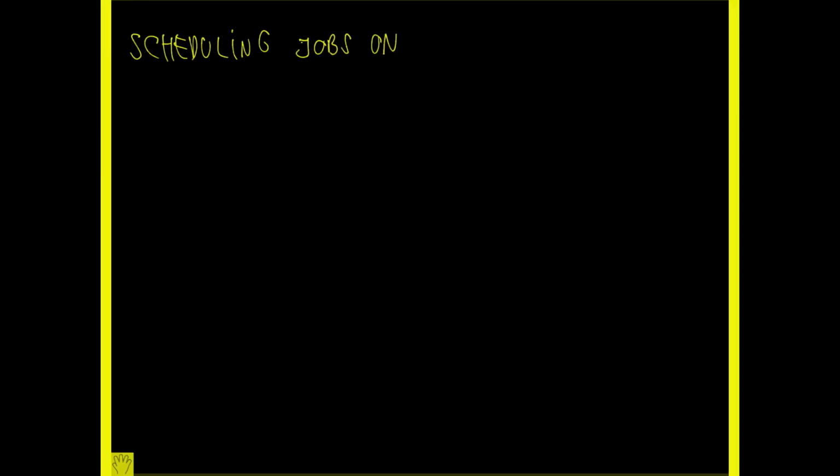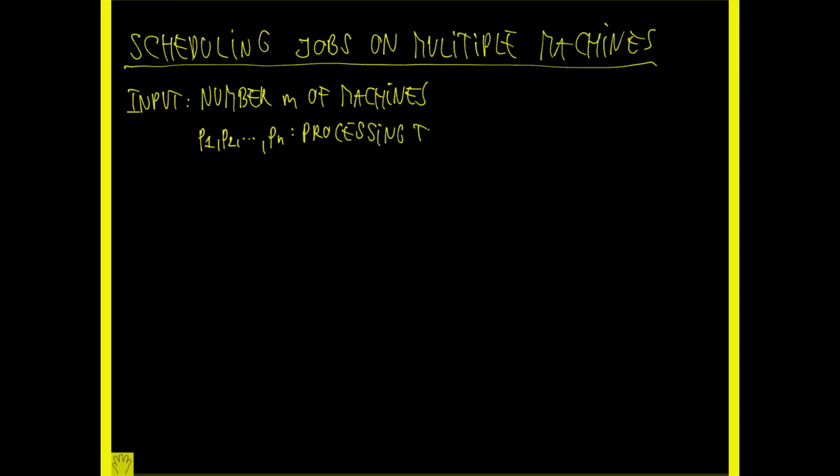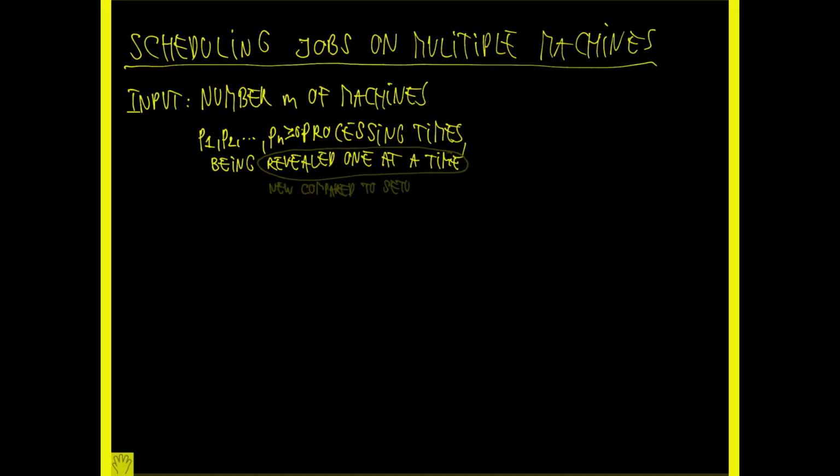We recall the problem of scheduling jobs on multiple machines. The input consists of a number m, which is the number of machines, and a sequence p1 through pn of processing times. In the online version, these are being revealed one at a time, and they are all non-negative. So this is the new thing compared to the setup that we have seen in the first lecture.